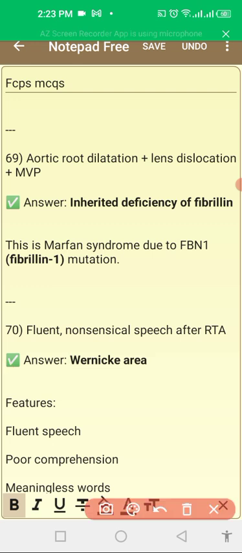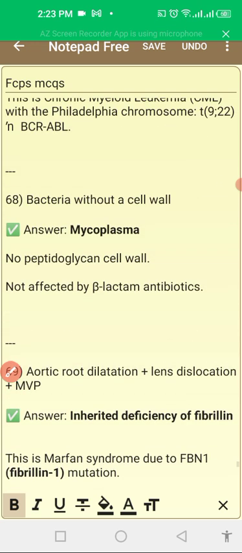Next one is the aortic root dilation triad: aortic root dilation, lens dislocation, MVP. What is the diagnosis? It is inherited deficiency of fibrillin, and the diagnosis is Marfan syndrome, in which there is lens dislocation, or lenticular dislocation we can say.